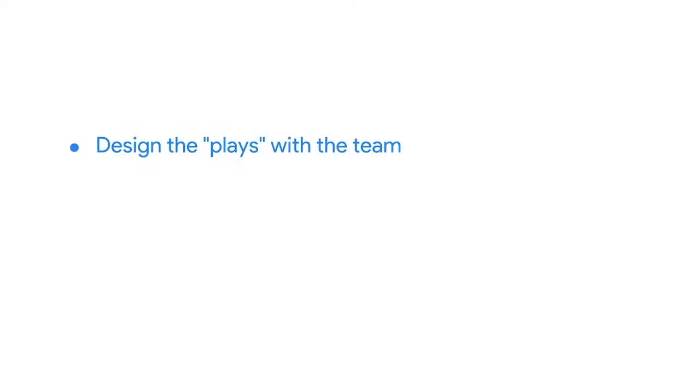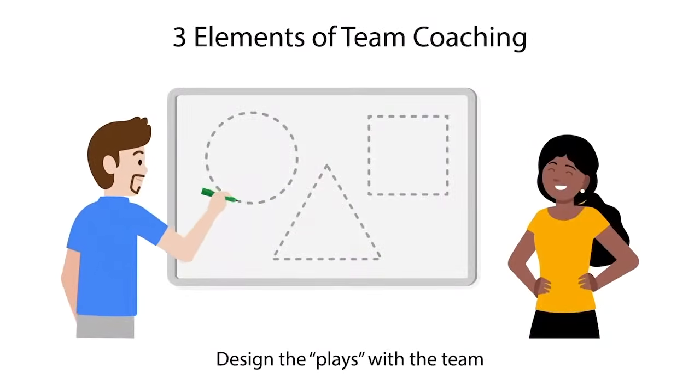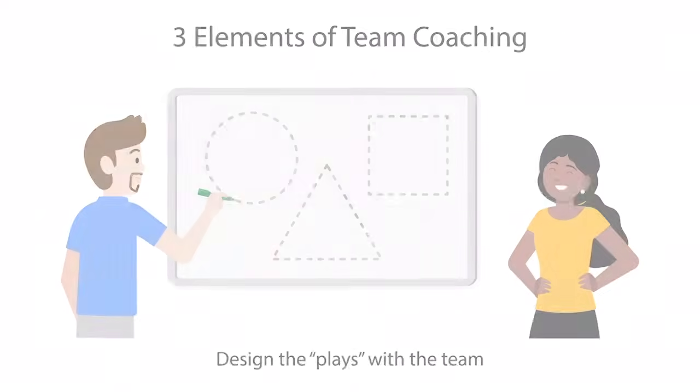First, you'll design the plays with the team. Second, you'll provide feedback to the team. And lastly, you'll celebrate and learn with the team. Let me elaborate on each area a bit more. First, the Scrum Master designs the plays. Although the Scrum Master owns the playbook, it should be created with the whole team. The playbook should include how the whole team runs a sprint review, how the team works day to day, and how the team publishes plans to stakeholders.